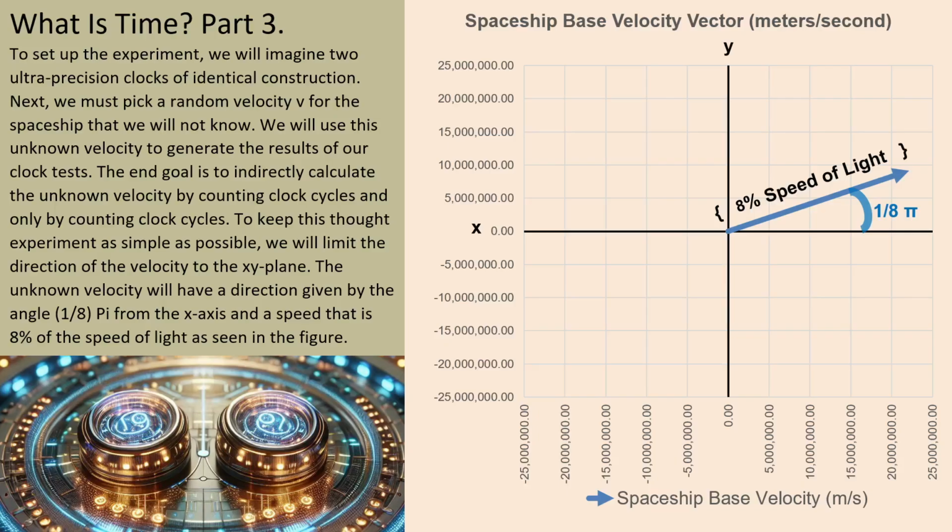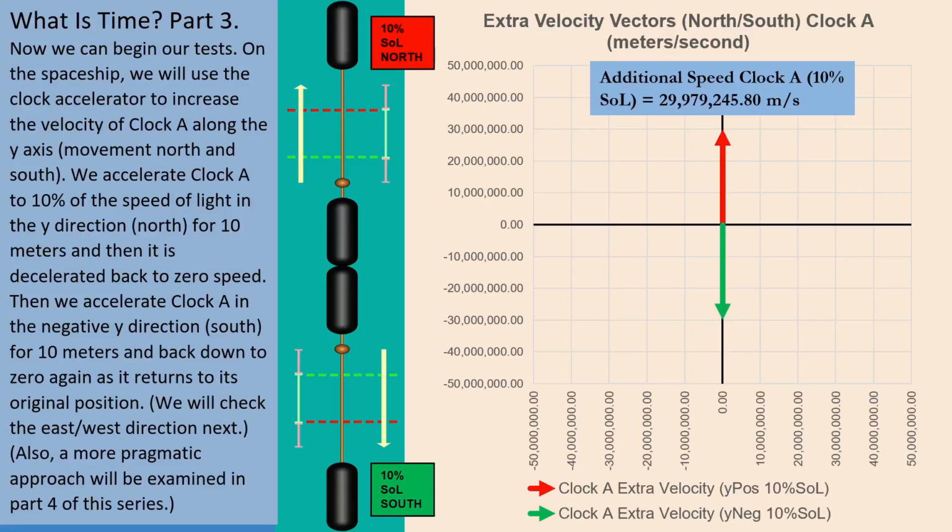To keep this thought experiment as simple as possible, we will limit the direction of the velocity to the xy plane. The unknown velocity will have a direction given by the angle 1/8 pi from the x-axis and a speed that is 8% of the speed of light as seen in the figure. Now we can begin our tests. On the spaceship, we will use the clock accelerator to increase the velocity of clock A along the x-axis, movement north and south.